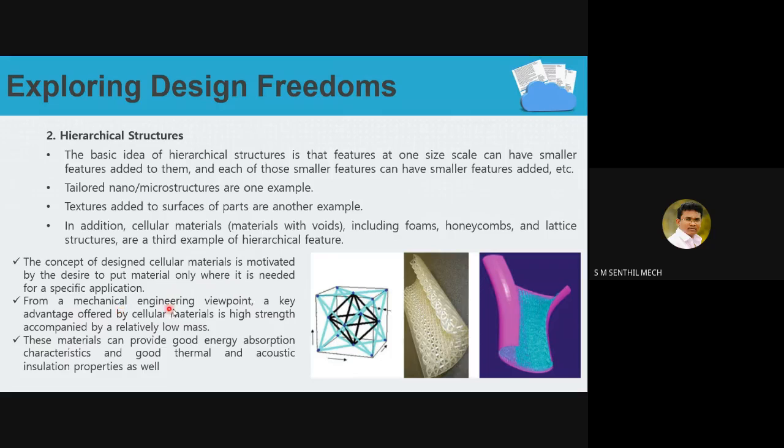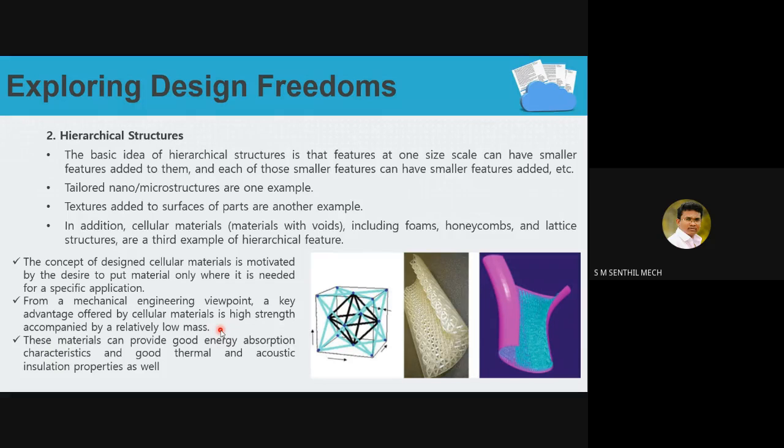Okay. So from a mechanical engineering point of view, a key advantage offered by the cellular material is the high strength accompanied by relatively low mass. Yes. So when you're talking about applications like aerospace, there you need materials which are high strength. Obviously, it must be low mass. Okay, so I'm talking about the application of aerospace. Even in automobiles the same principle will be applied. Whenever the raw mass is low, the entire efficiency of a flight or a travel in an automobile will be very much increased.